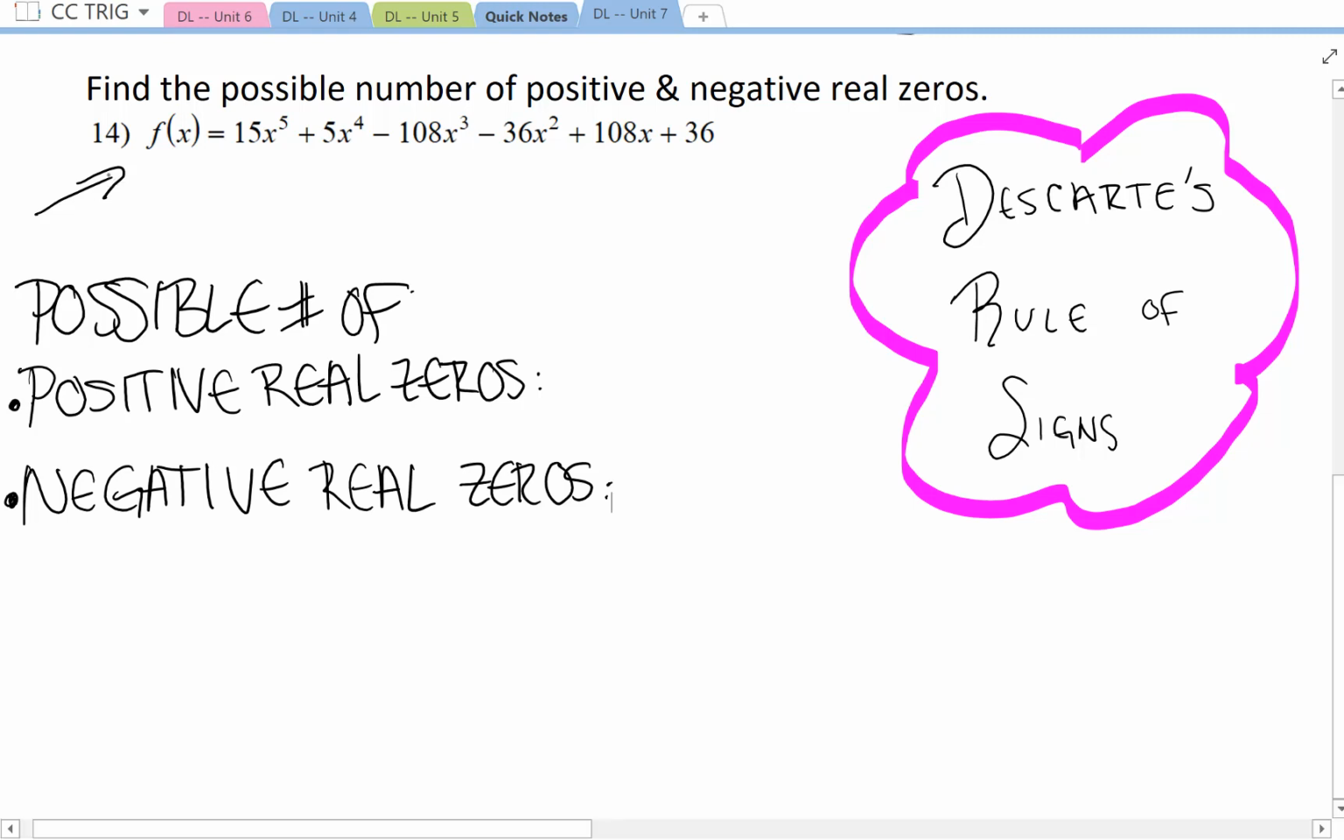So let's see, what do we have here? A positive 15 to a positive 5. That's not a change.